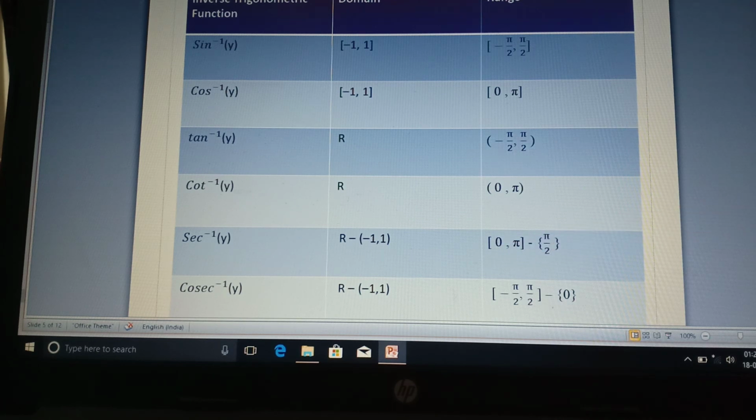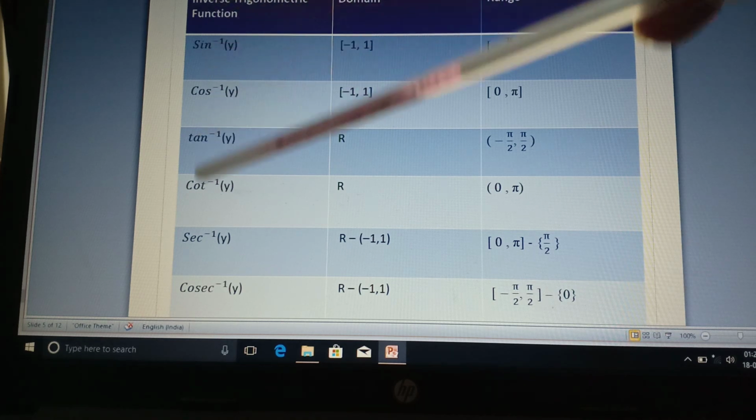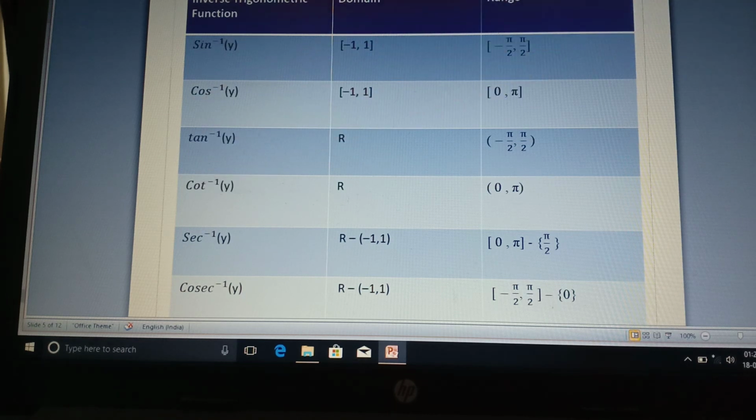Cosec inverse: domain is R minus the open interval minus 1 to 1, and range is closed interval minus pi by 2 to pi by 2, excluding 0. All the principal values of inverse trigonometric functions must lie between these intervals. So I hope, students, you understood the principal value branch table for inverse trigonometric functions.